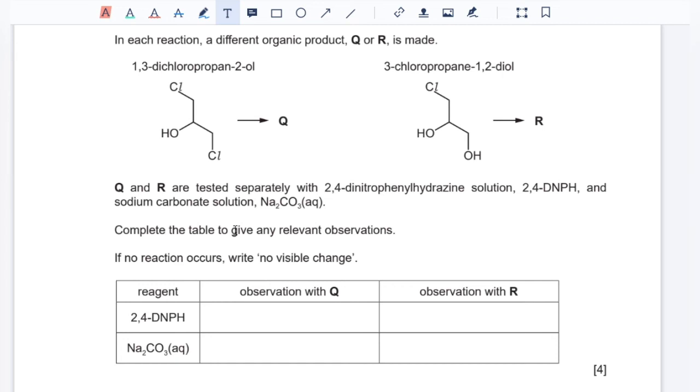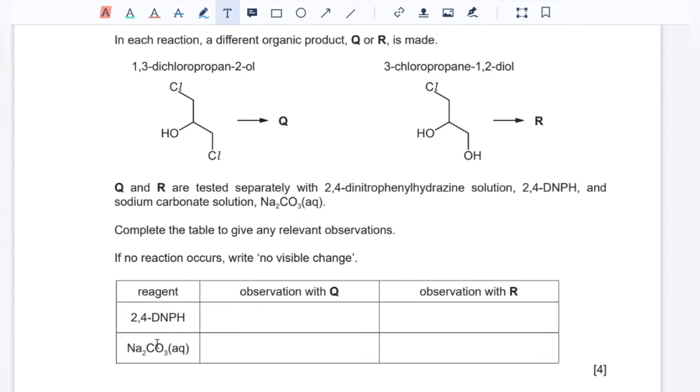So 2,4-DNPH reacts with carbonyl carbons, so that would mean it reacts with ketone groups and an aldehyde group. Since both of the compounds Q and R do have a ketone group, they will react, and this will produce an orange precipitate in both of the reactions.